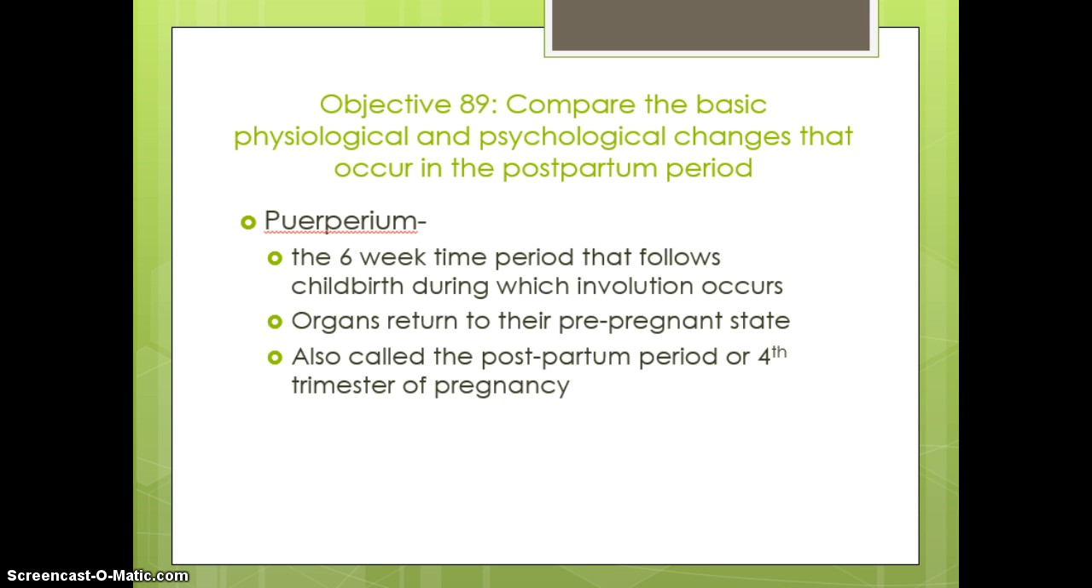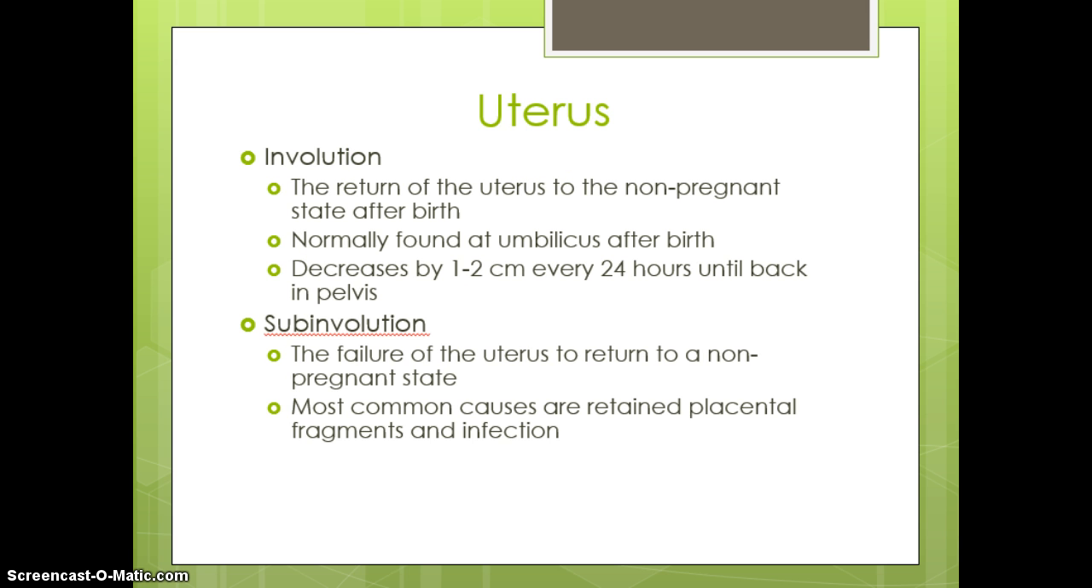So when you look at Objective 89, comparing the basic physiologic and psychologic changes that occur in the postpartum period, the thing you need to remember is the postpartum period is the 6 weeks that follow childbirth, and that is the time that normal involution occurs. When we're talking about involution, that's referring to the uterus returning to its pre-pregnancy state. The organs inside of the maternal abdomen and thorax will return to pre-pregnant state. This can also be considered the fourth trimester of pregnancy.